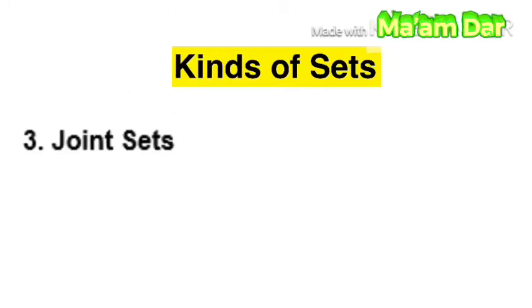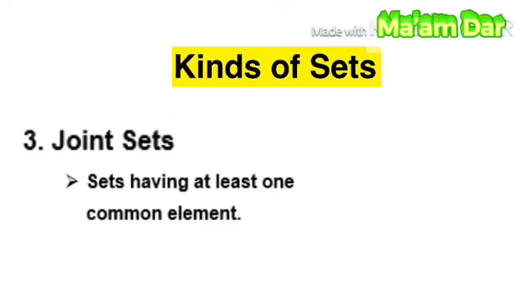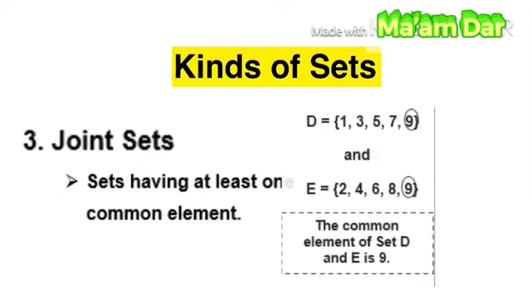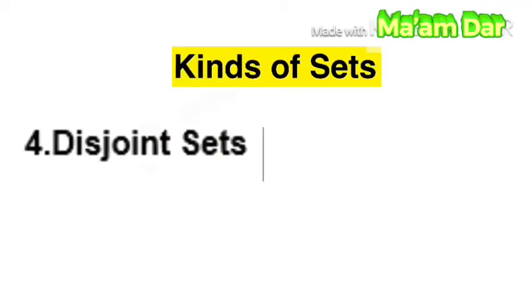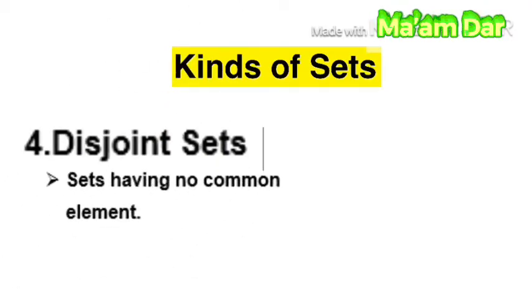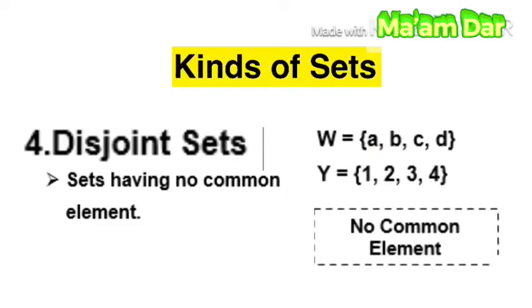Next, you have the joint set. It is a set having at least one common element. For example, these two sets. Set D and E are joint set because na sila common nga element, which is 9. The opposite of joint set is the disjoint sets. These are sets having no common element. For example, these two sets. Set D and E are disjoint sets because they do not have a common element.